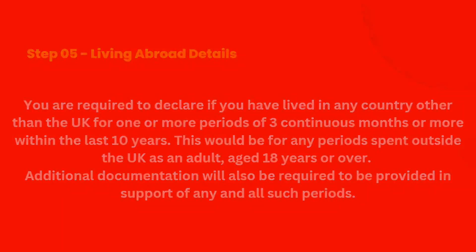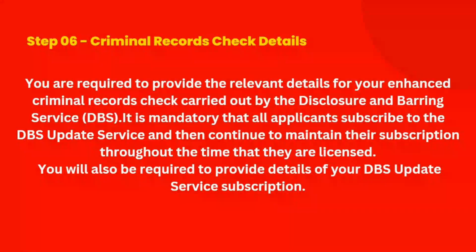Step 06, Criminal Records Check Details. You are required to provide the relevant details for your enhanced criminal records check, carried out by the Disclosure and Barring Service, DBS. It is mandatory that all applicants subscribe to the DBS update service and then continue to maintain their subscription throughout the time that they are licensed. You will also be required to provide details of your DBS update service subscription.